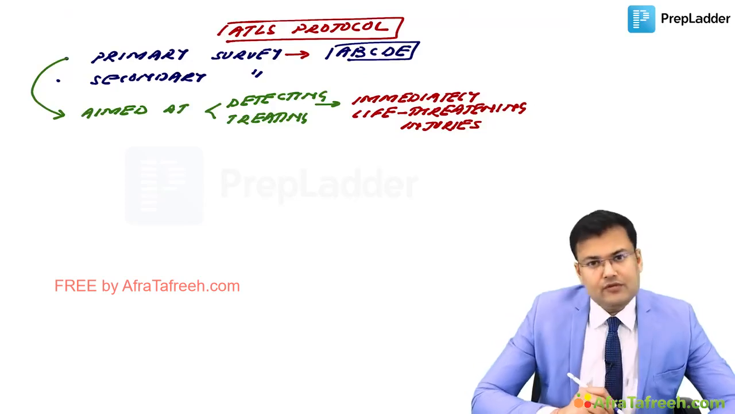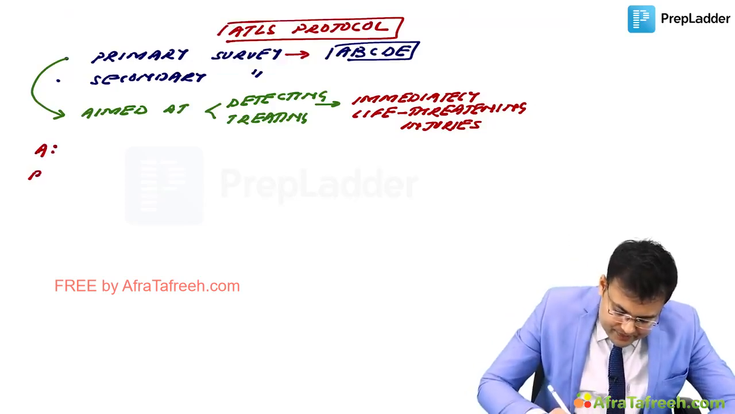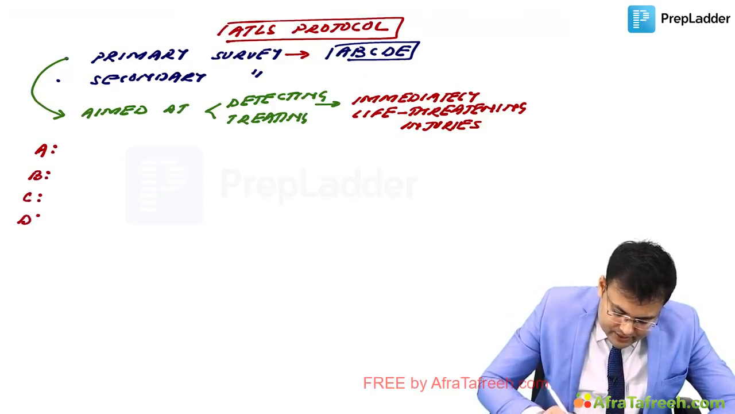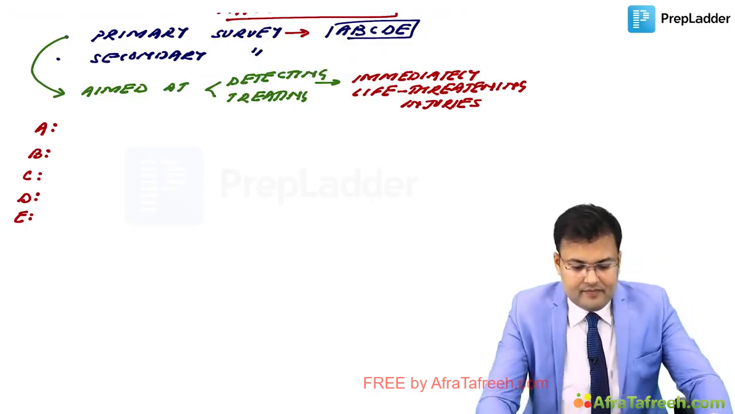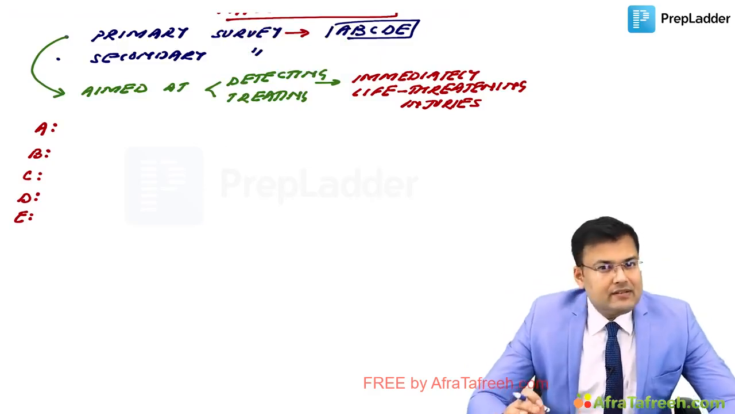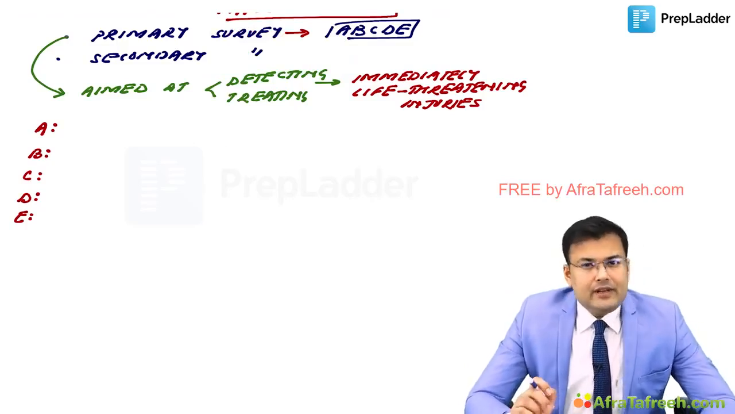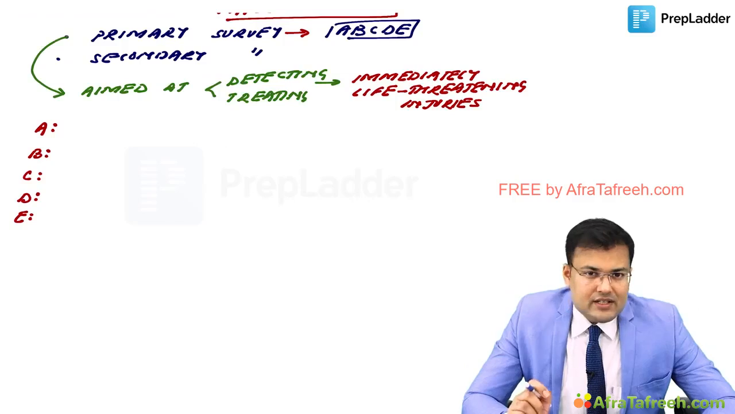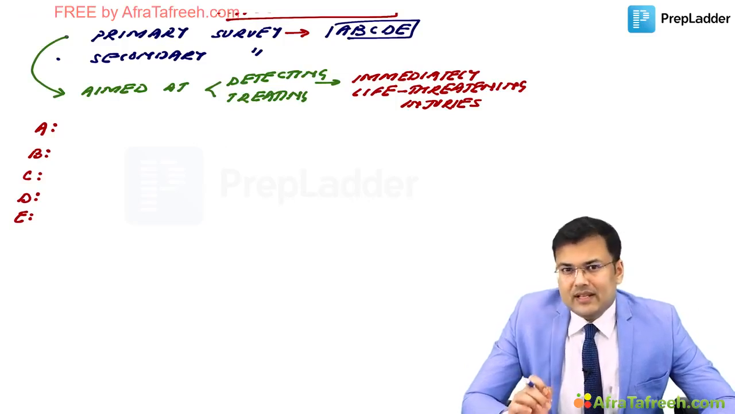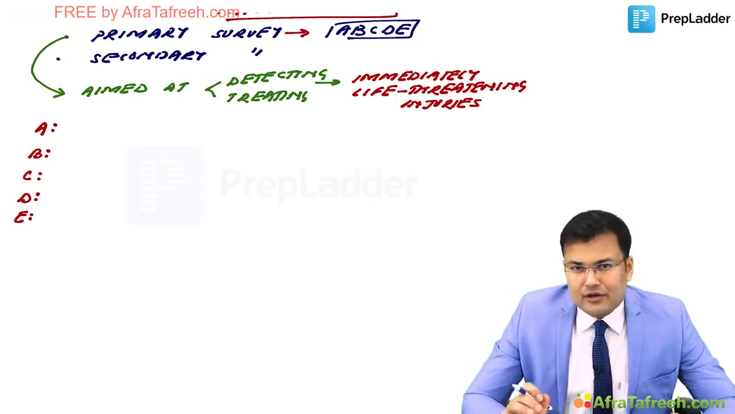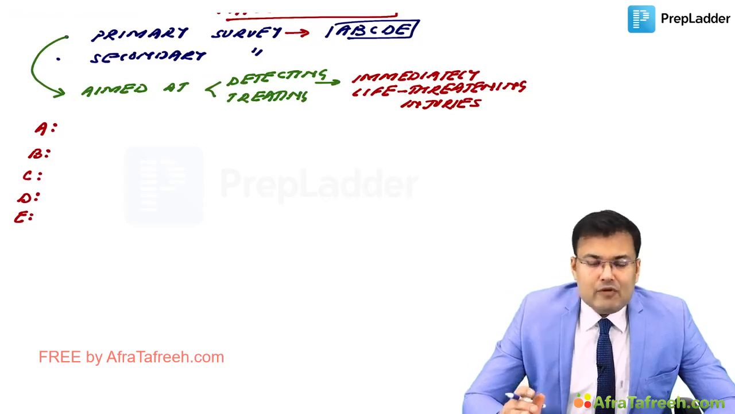Now see what is the full form of A, B, C, D, E. A means airway maintenance with cervical spine protection. B means breathing, and in this we include ventilation and oxygenation. C means circulation with hemorrhage control. D means disability. Here we perform a brief neurological examination. And E means exposure with environmental control.